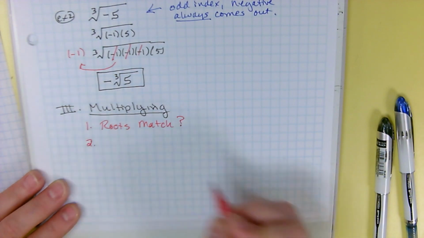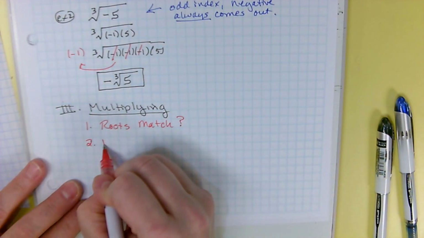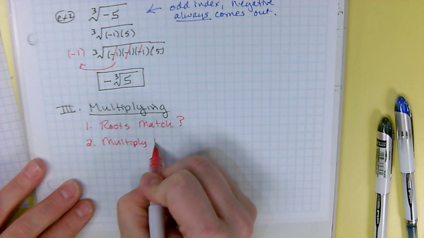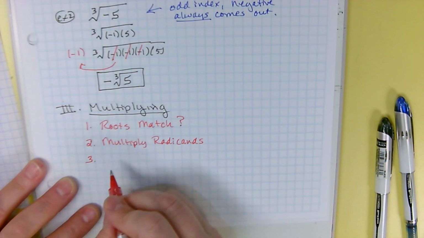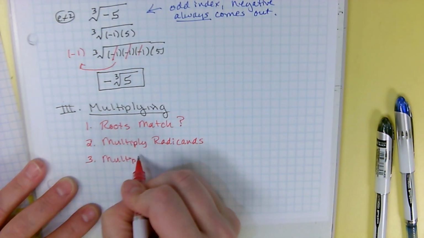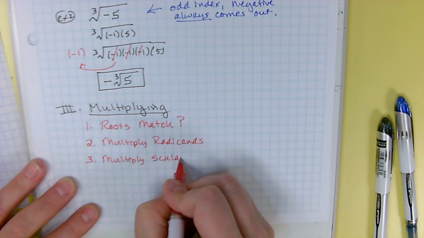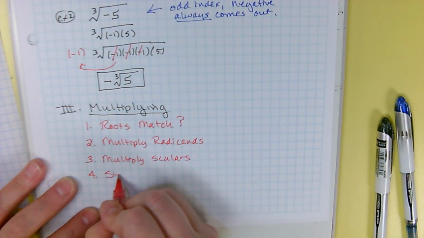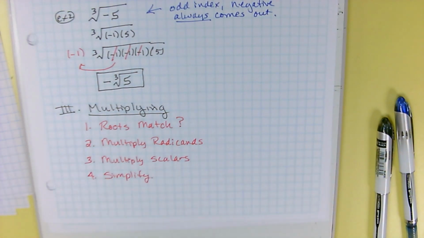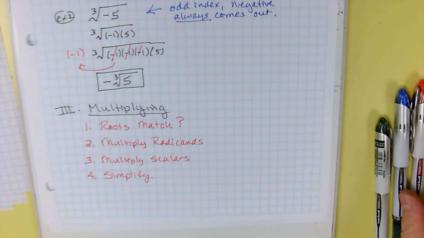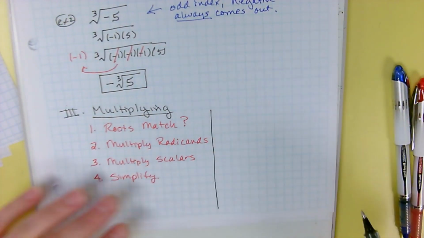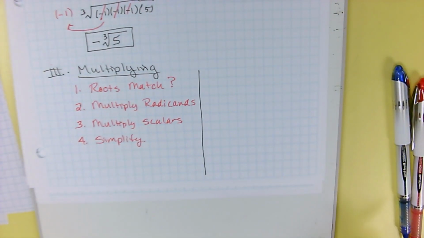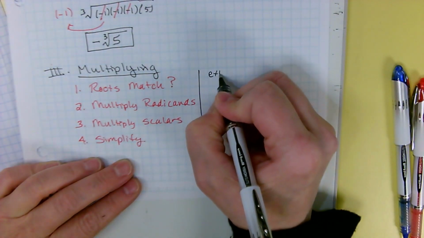Okay, so let's say the roots do match. Then you multiply the radicands, so just combine them under one radical. And then you multiply the scalars. And then anything else that needs to be simplified, like more things that are going to come out, then you simplify. Again, we're going to do adding, subtracting, and dividing, but this is the easy one, so we're going to start with the easy one today.